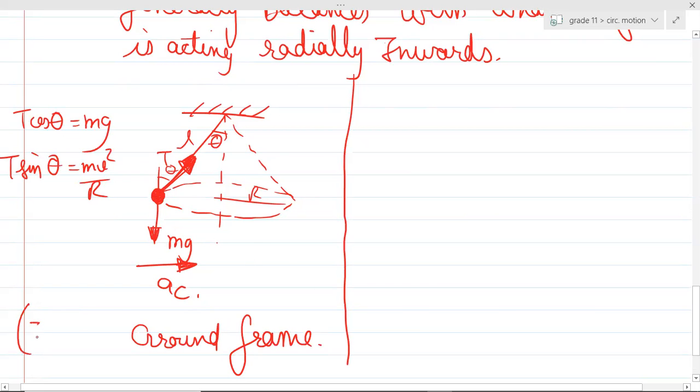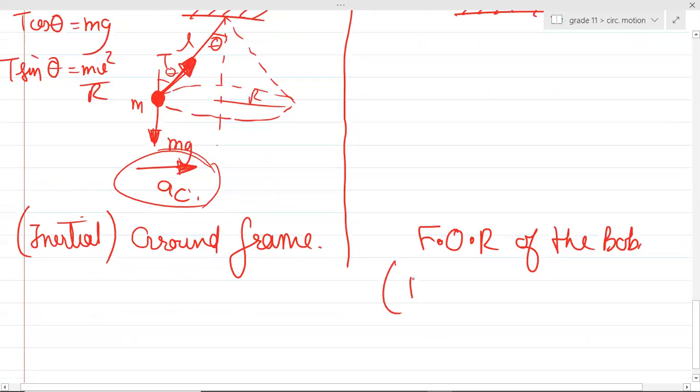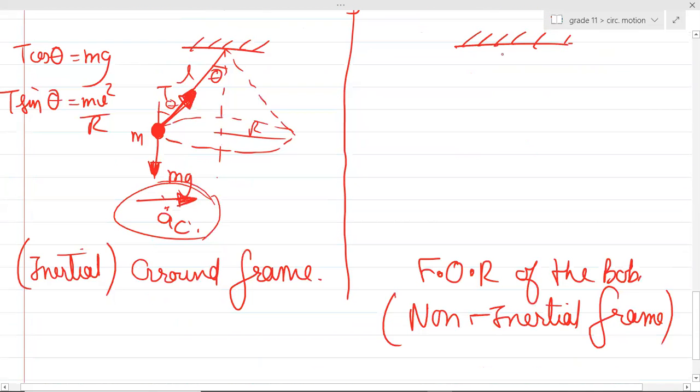This ground frame is basically the inertial frame. So with respect to the inertial ground frame, you will observe this acceleration over here. But now, if I talk in the frame of reference of the bob, that implies you are sitting on that bob now. The bob was accelerating, so hence now you are in a non-inertial frame. And basically, what forces will be acting now?